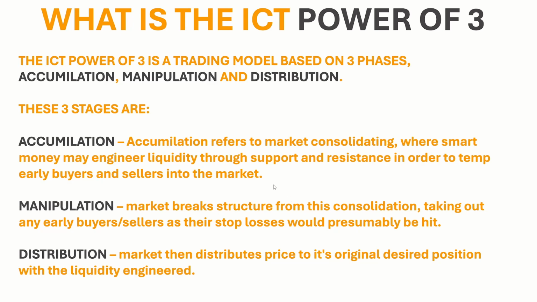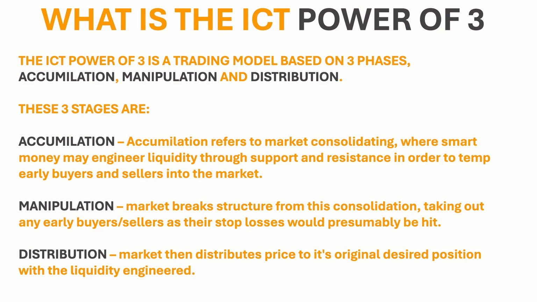Firstly, before trading the ICT Power 3, we want to know what it is. The ICT Power 3 is a trading model based on 3 phases: accumulation, manipulation and distribution. To start off with accumulation: accumulation refers to the market consolidating, where smart money may engineer liquidity through support and resistance in order to tempt early buyers and sellers into the market.